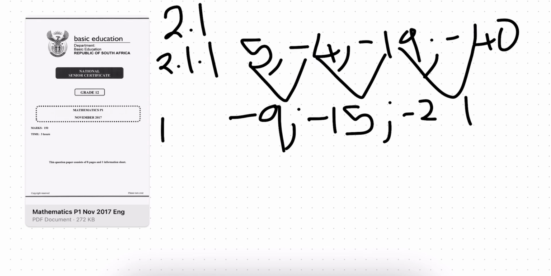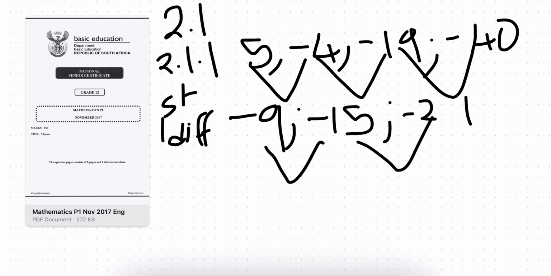This is your first difference, right? That's how they write it, first difference. Now you're determining your second constant difference. What is your second constant difference? Minus 15 minus minus 9 is minus 6. Then minus 21 minus minus 15 is minus 6. So this is your second difference.